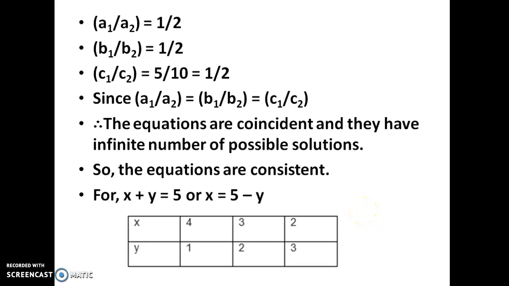So for that, the solution table is this one. The coordinates you are getting are 4, 1; 3, 2; 2, 3. You know, right, how to find the solution. In the first exercise you learnt how to find the solution. You have to take any value for y which will give you comfortable coordinates. So if you substitute 1 for y, you will get 5 minus 1 equal to 4. If you substitute 2 for y, 5 minus 2 equal to 3. If you substitute 3, 5 minus 3 is 2. So this is how you get the solution table.